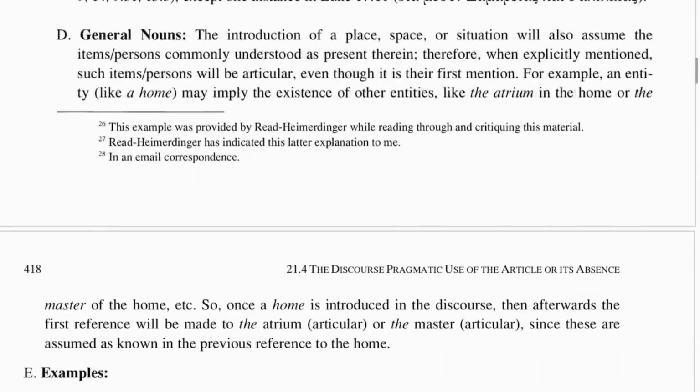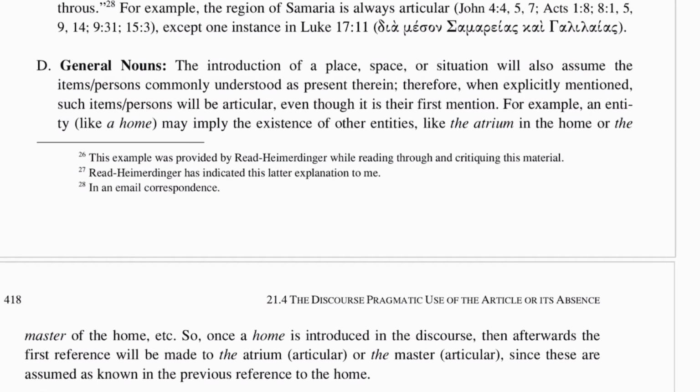Now, there is an important principle as well, listed here under D. We're looking at my Koine Greek Grammar, chapter 21.4, the discourse pragmatic use of the article or its absence. On page 417, at the bottom of the page, there's a paragraph describing general nouns. I'm quoting: the introduction of a place, space, or situation will also assume the items, persons commonly understood as present therein. So therefore, when explicitly mentioned, such items, persons will generally be articular, even though it is their first mention. What this means is that they're known because of the setting or situation that's been introduced or is just known to the audience.